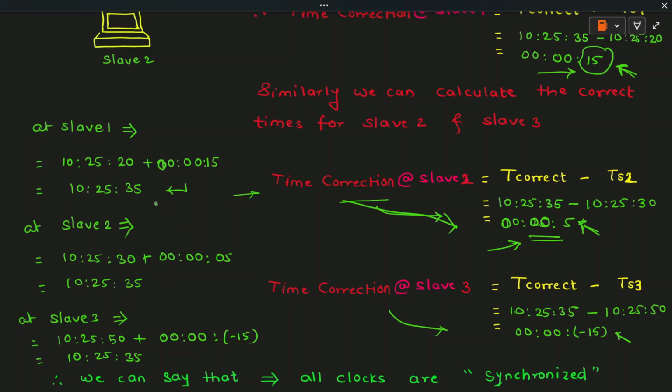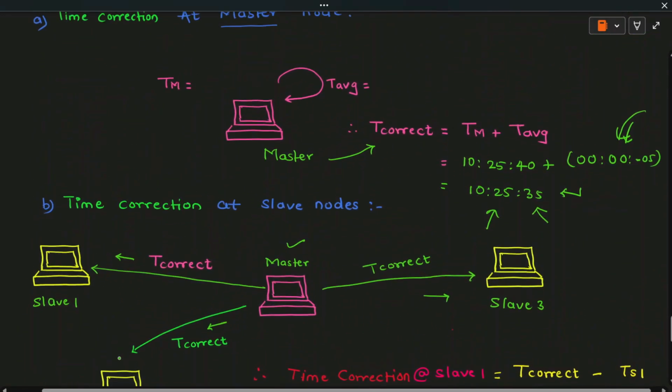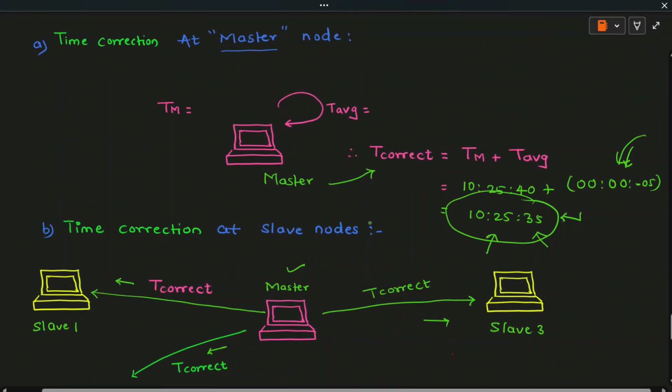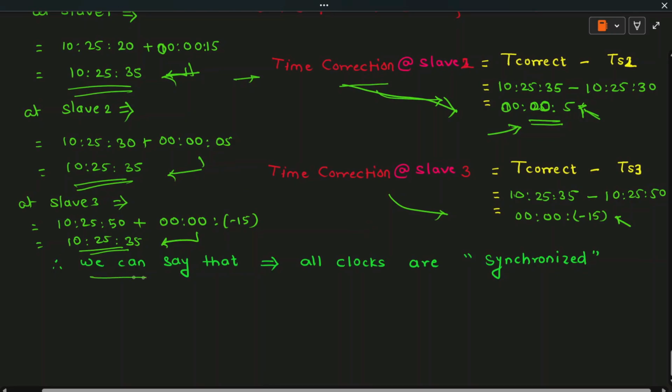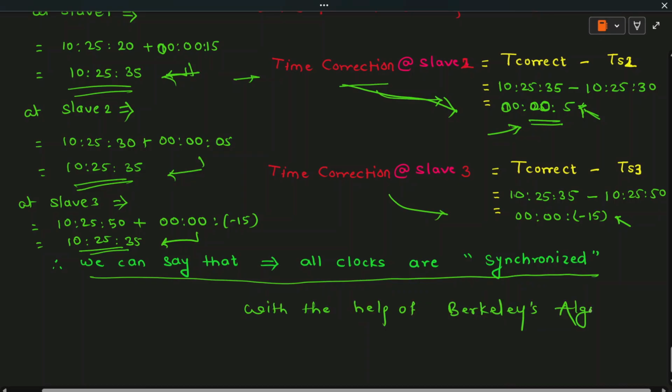So if you look at this time and this time, all these timings will be the same. So we can say that these three slaves will have the same time as that of the master. So in short, we can say that all these clocks are synchronized with the help of Berkeley's algorithm.